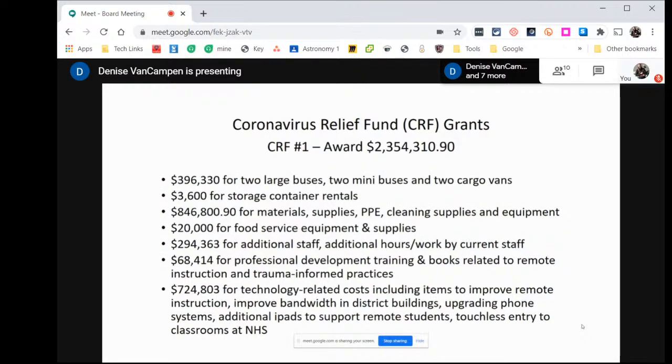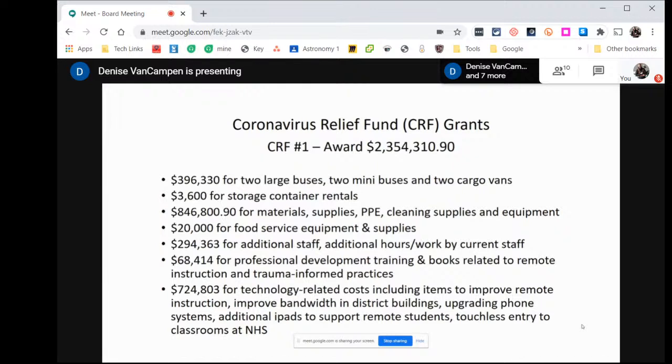So our CRF1 award was $2,354,310.90. We submitted our application, and these are the general categories of the items we purchased. We purchased 2 large buses, 2 minibuses, and 2 cargo vans to help with food delivery. We were able to charge storage container rentals, both in North Berwick and Lebanon. We have some containers storing furniture and things like that. We are able to deduct up through December 30 on those rentals.